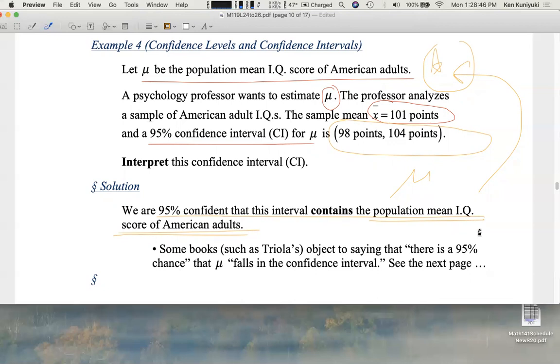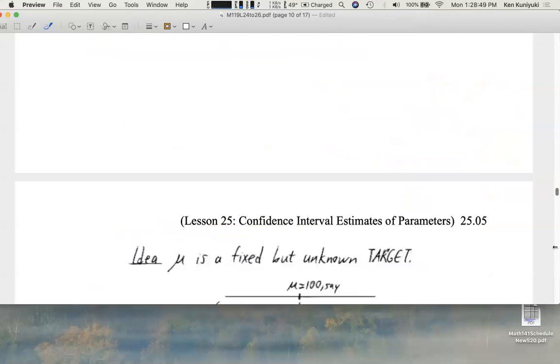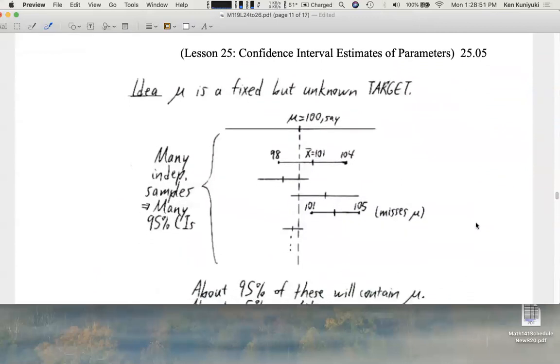I don't have such a strong objection, but here's Triola's argument. Triola's argument is kind of a Zen argument. Triola is basically saying that mu, the population mean, is a fixed but unknown target. So there is a population mean IQ score for American adults. Granted, it might depend on the type of test, but let's say that mu is a particular fixed but unknown target. There is a population mean IQ score for American adults. We just don't know what it is. We might not ever know what it is at any given moment. But let's say that mu is a fixed but unknown target.